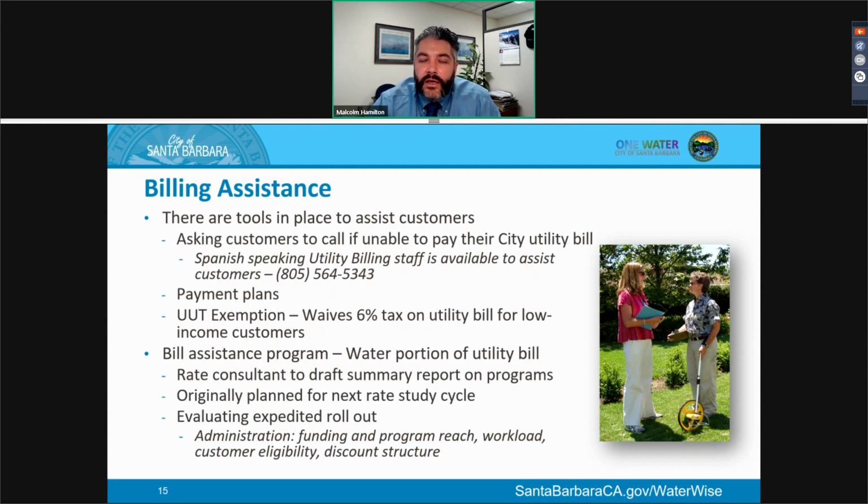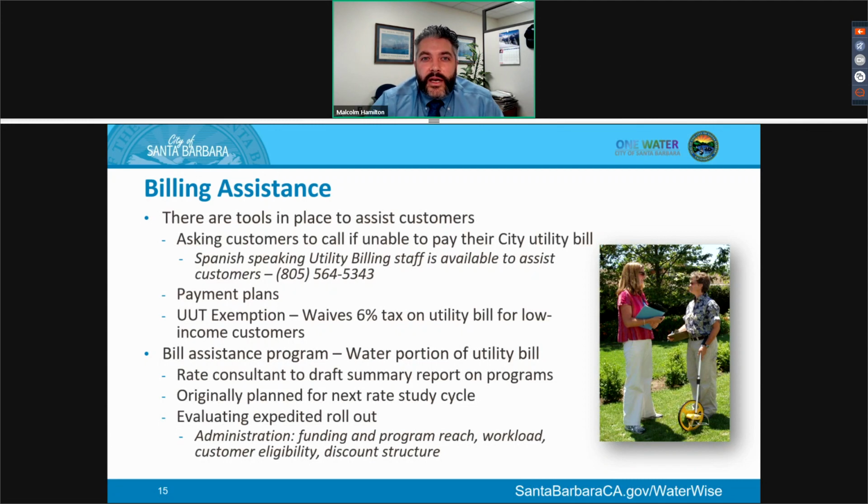So in addition to doing reduced rate increases, we've asked our consultant HDR to provide a report on rate assistance programs in the state. This effort was supposed to take place in the later part of this year and early next year, and we've asked them to expedite it to see what we could do very quickly to help our customers. One thing we may be able to do is implement a program that immediately enrolls a certain discount on your water bill for customers that are in the utility users tax waiver program. Like I mentioned, this was originally planned for the next rate study cycle, so we'd be expediting this pretty significantly.